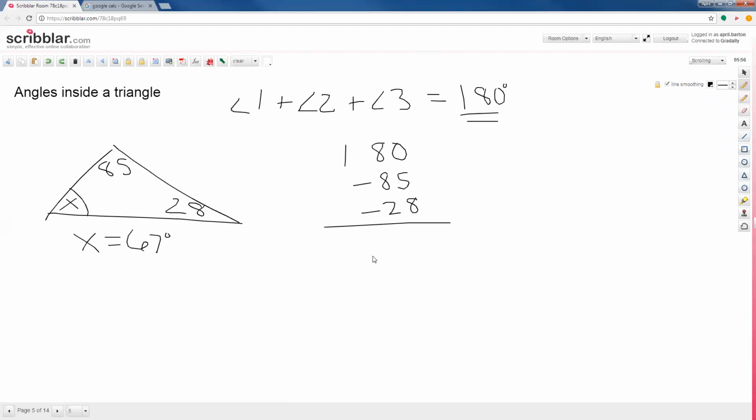And you could also have added these two numbers together first and then just subtracted that total. If we did 85 plus 28, we get 113. And then you could do the subtraction. And it would come out still to the 67.